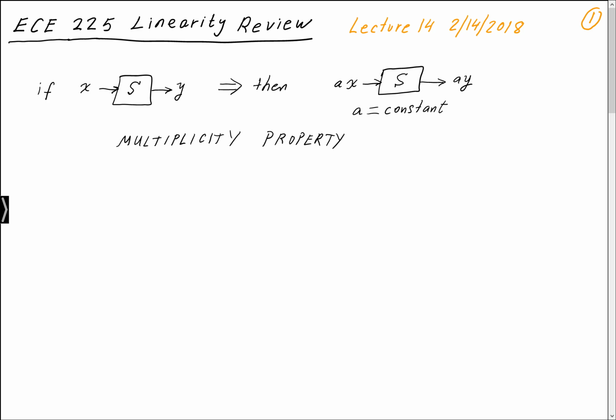So the other property goes like this. Suppose we have, again, the same system S. Let's put in x1, and suppose the output in that case is y1. And suppose we also put in another input x2, and suppose that output is y2.